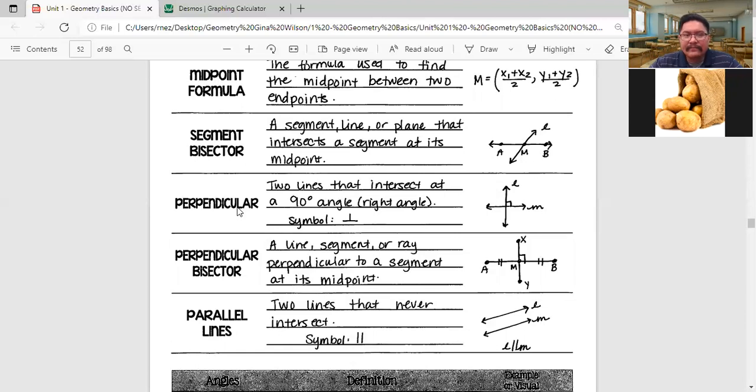So perpendicular: 2 lines that intersect at a 90-degree angle. Sometimes we call that a right angle. Now, most items, like in this case I have this notepad next to me. This notepad has a 90-degree angle on one corner. In fact, it actually has 4 90-degree angles on all of its corners. It just means that it's 90 degrees.